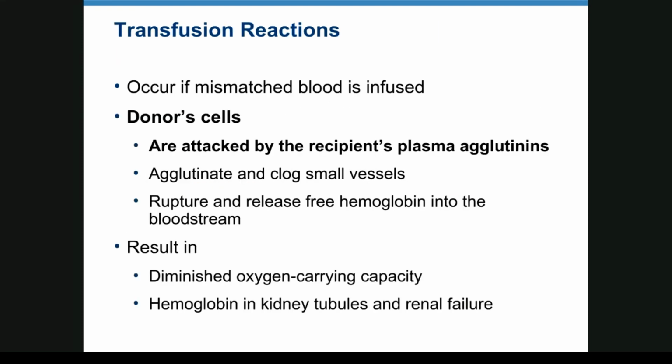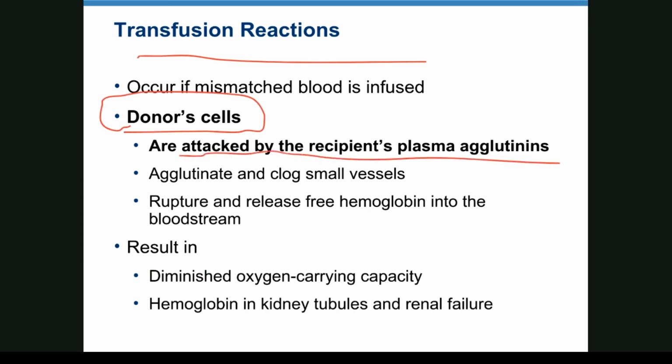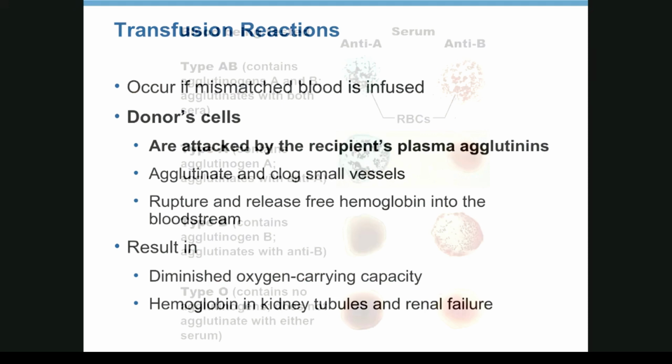Okay, so the transfusion reactions, it's the donor cells you're worried about. You don't want the donor cells attacked by the recipient's antibodies or agglutinins. If you do, they're going to agglutinate or stick together. They're going to clog small vascular vessels, oxygen carrying capacity is reduced, and they're going to destroy kidney tubules and therefore the kidneys.